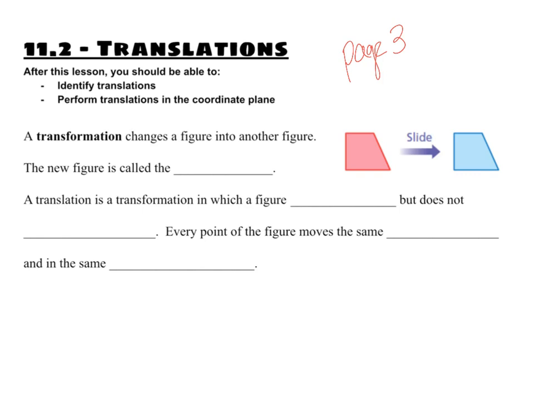So a transformation changes a figure into another figure. The new figure is called the image. A translation is a transformation in which a figure slides but does not rotate. Every point of the figure moves the same distance and in the same direction.